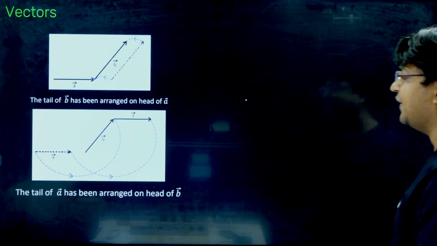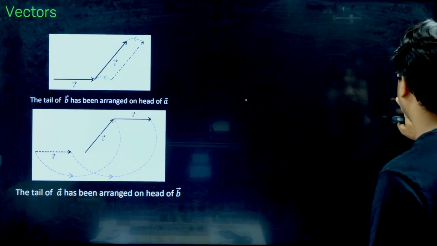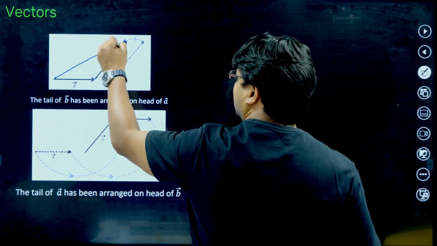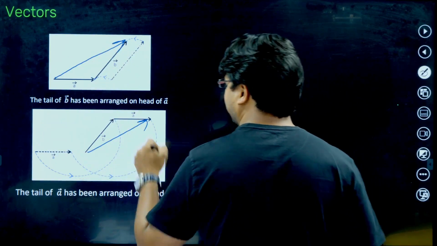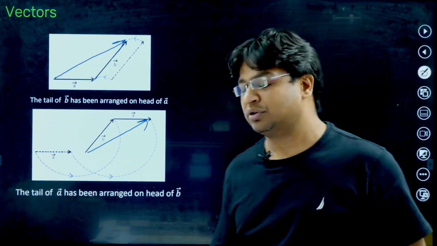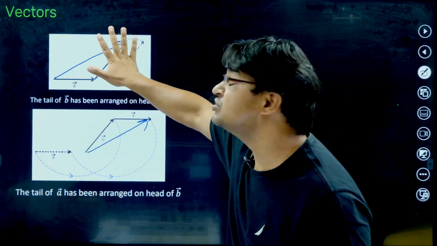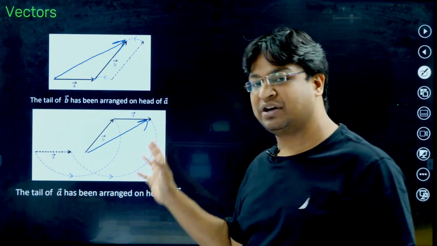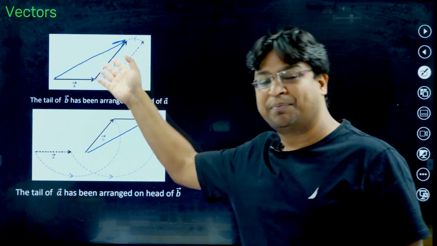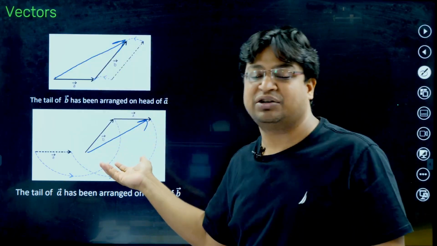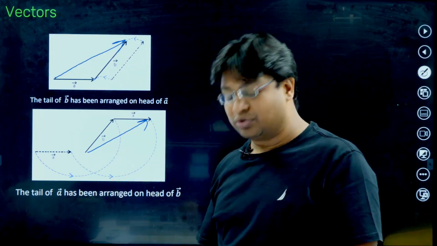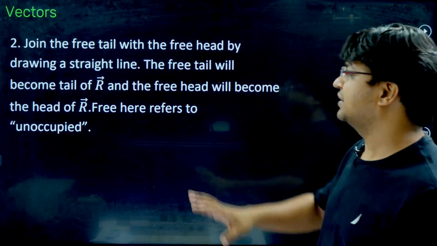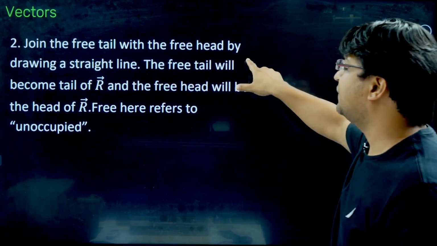In both cases, if I draw an arrow to join the free tail with the free head, something like this, then you don't have to do both. You don't have to do this and this. I'm saying this or this. Do any one. In both cases, you will get an identical arrow. I hope you can realize that the two arrows that I have drawn are parallel to each other. They are of the same length, so they are equal. So either you do this or you do that. You don't have to do both. Once we do that, we get the resultant vector. We identify the resultant vector. So the steps are: join the free tail with the free head by drawing a straight line.